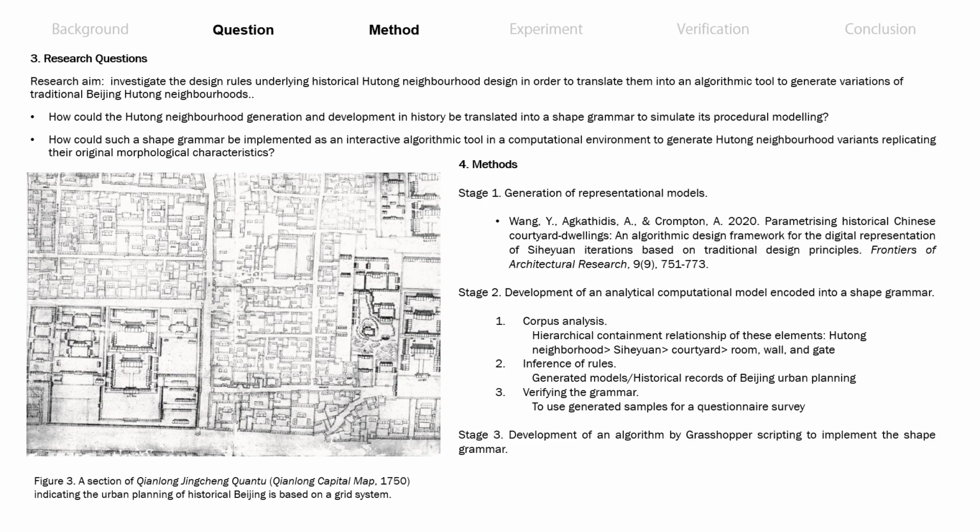Stage 2 is the development of an analytical computational model encoded into a shape grammar. This stage includes three steps. First is the corpus analysis. Second is the inference of rules. Third is verifying the grammar. Stage 3 is to develop an algorithm by Grasshopper scripting to implement the shape grammar. This current paper is focusing on stage 2.